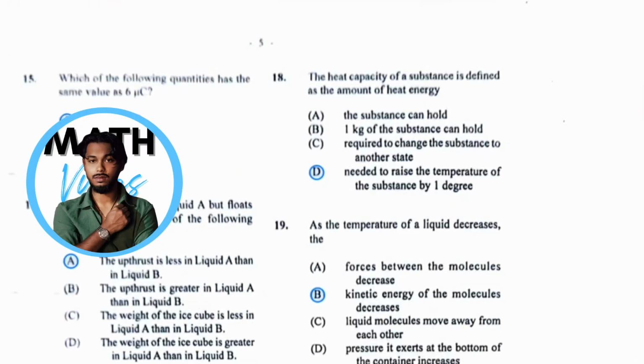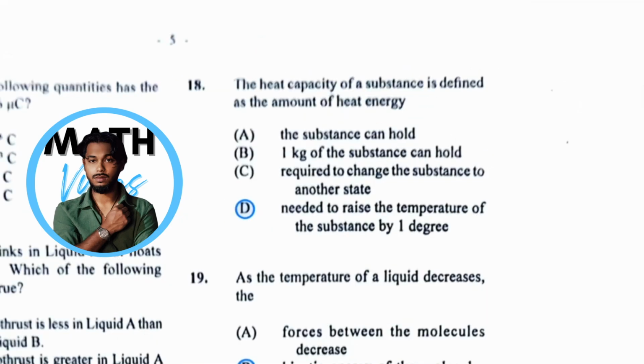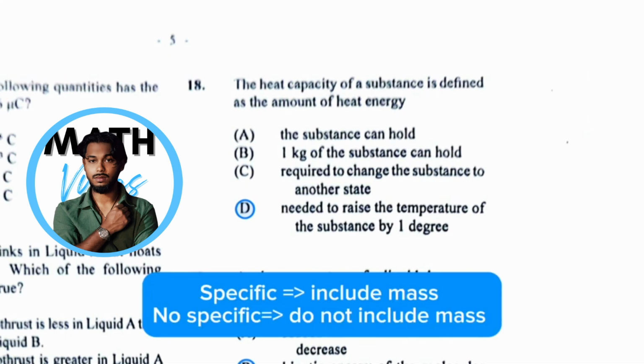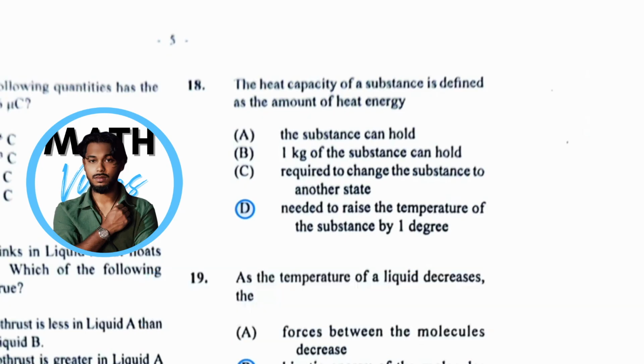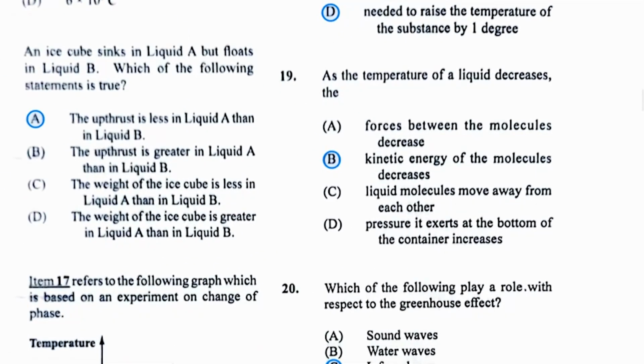The heat capacity of a substance is defined as the amount of heat energy needed to raise the temperature of the substance by 1 degree. A lot of people might have put the wrong answer, right? You need to look out for when they use specific and when they don't use specific. Anytime you see specific, make sure your answer includes mass. Anytime you don't see specific, your answer just needs to include raising the temperature by 1 degree or 1 Kelvin. Keep that in mind.